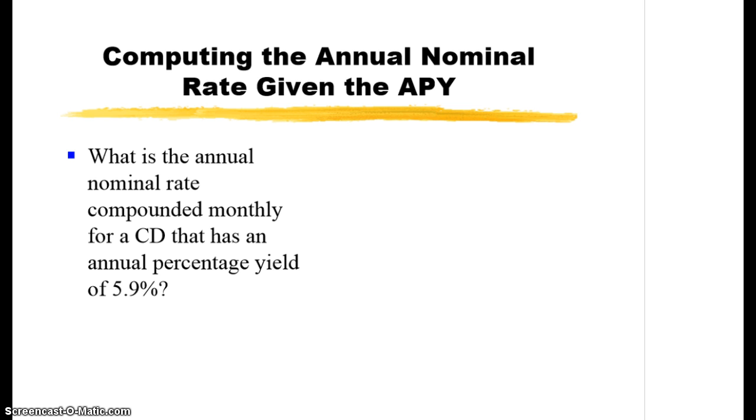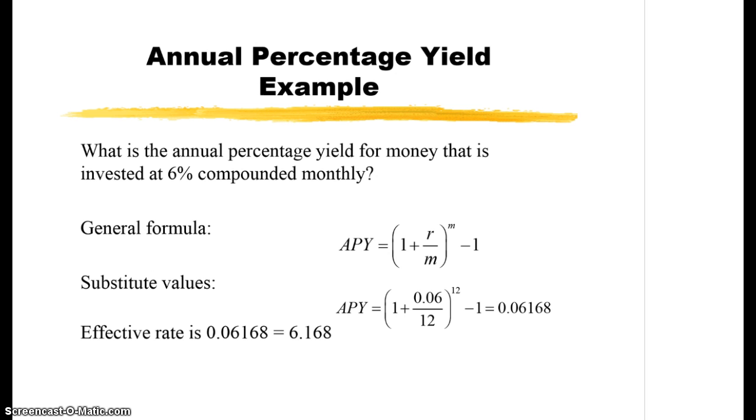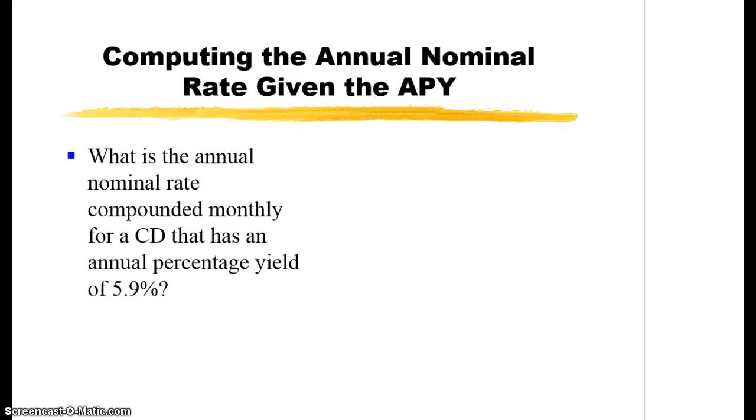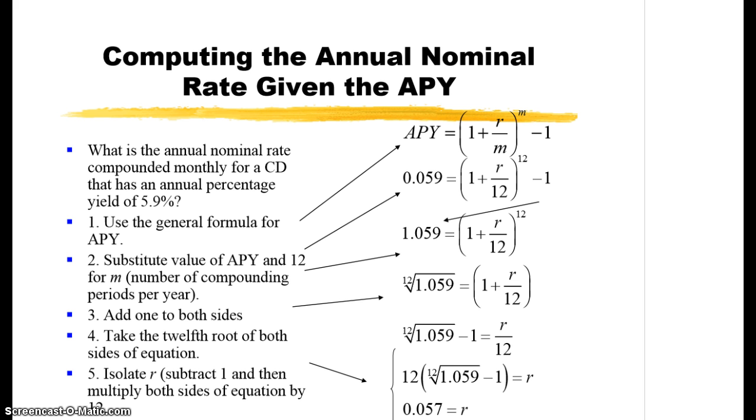Okay, so one more example. What is the annual nominal rate compounded monthly for a CD that has an annual percentage yield of 5.9%? So I just want to back up for a sec. Notice we express this as a percentage. This should have a percentage here. So you could express the effective rate as a decimal or as a percentage, either way. So in the next problem, it's given to you as a percentage. They're telling you the APY here is 5.9%, which you can translate to 0.059 as a decimal. In fact, that's exactly what we did here in the solution.